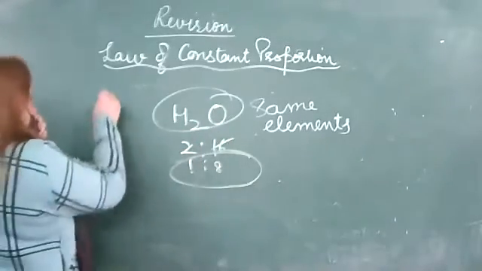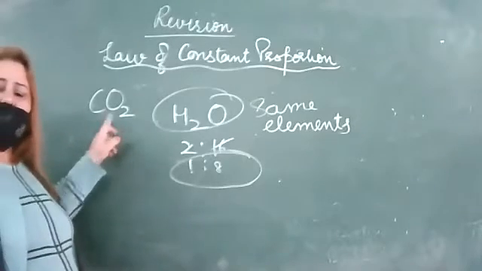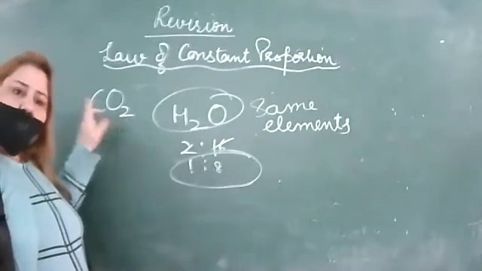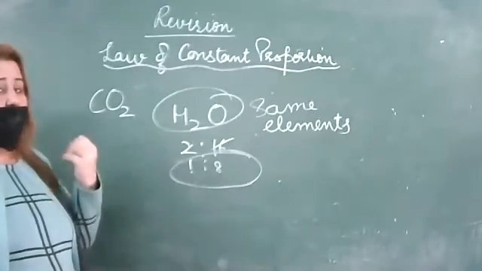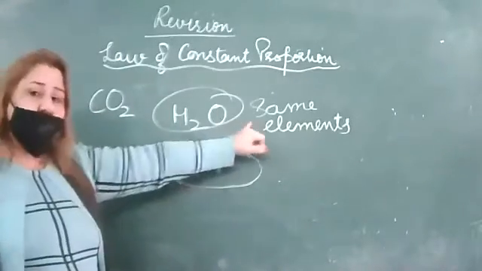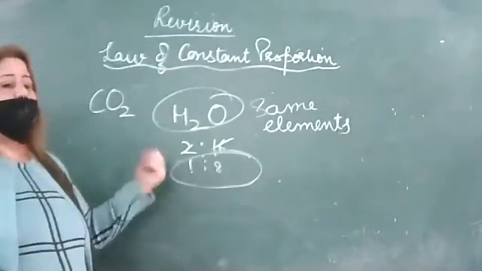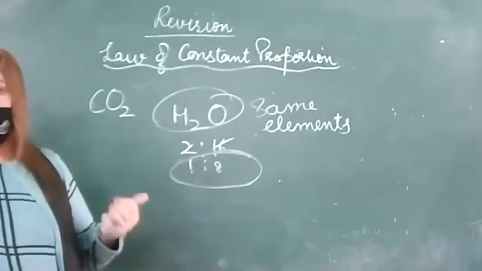If we want to make carbon dioxide, at that time what do we have to take? C plus oxygen. Carbon dioxide, fixed formula CO2. So the same elements remain combined together in a fixed ratio. That indicates the law of constant proportion. Any doubt?